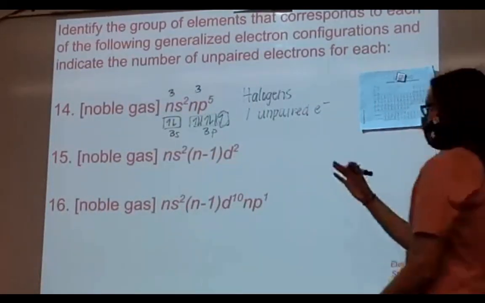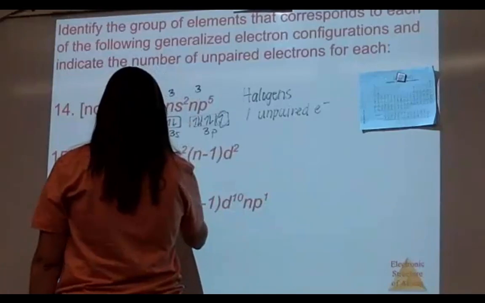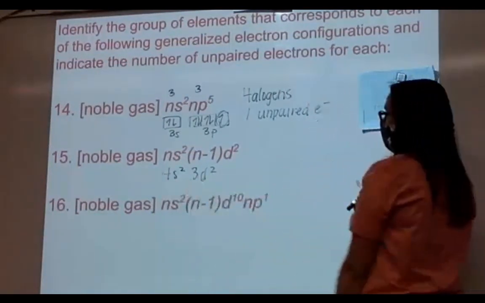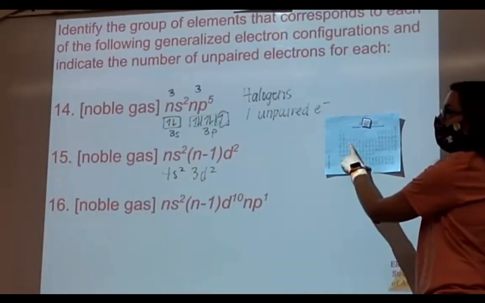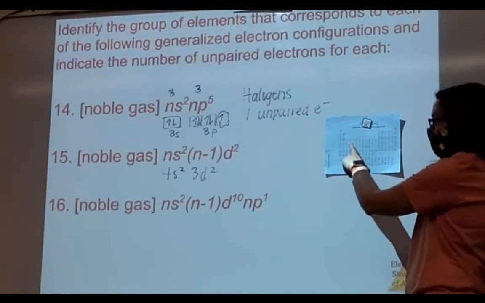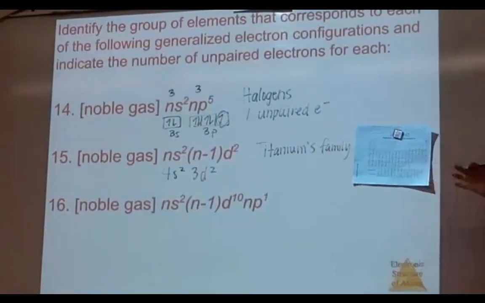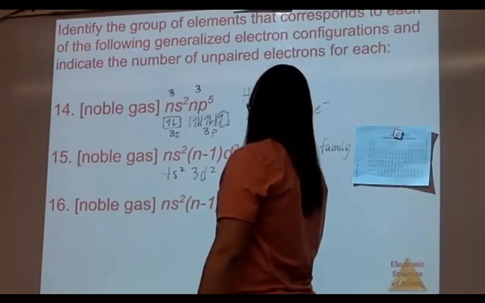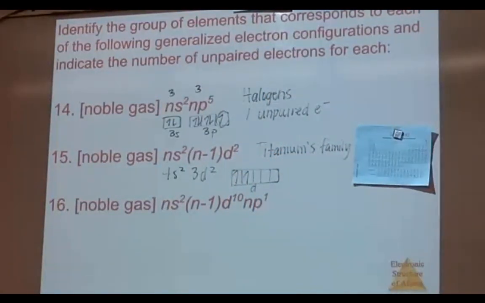So we look at the next one. ns2 (n-1)d2. Now we know that n can't be 3 because there's no such thing as 2d. So let's say this was a 4. 4s2 3d2. Look where that would be on the periodic table. 4s2 3d2 would be titanium. Well, what if n was 5? 5s2 4d2. Zirconium. So I'm just going to say it's titanium's family. So it could be titanium, zirconium, right? Anything in that family. And if you draw the orbital diagram, if this is d and there's only d2, how many unpaired electrons are there? 2.